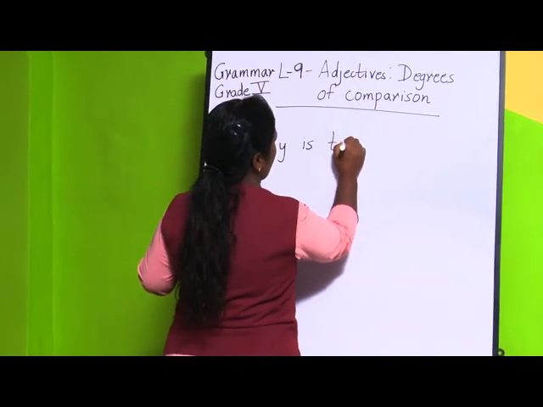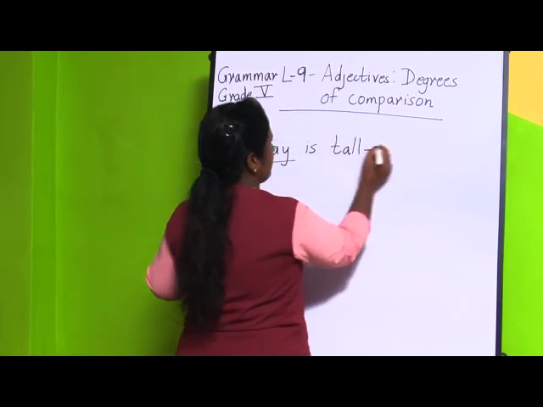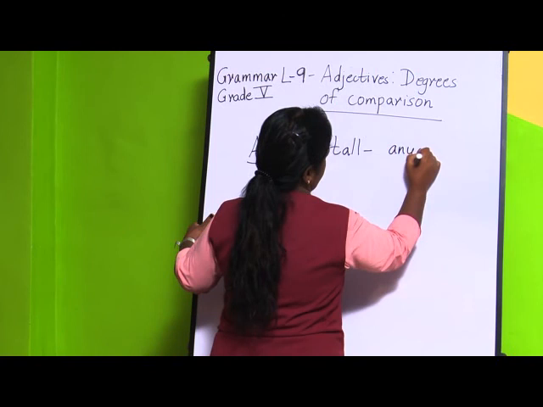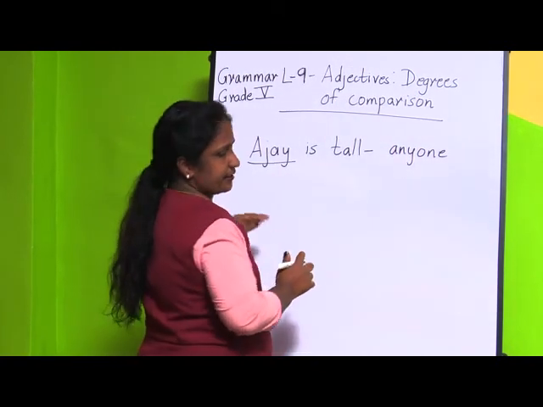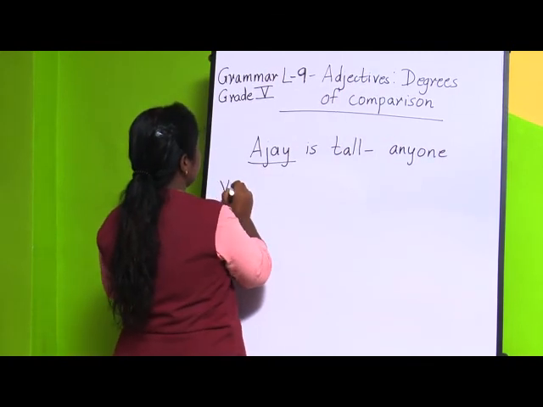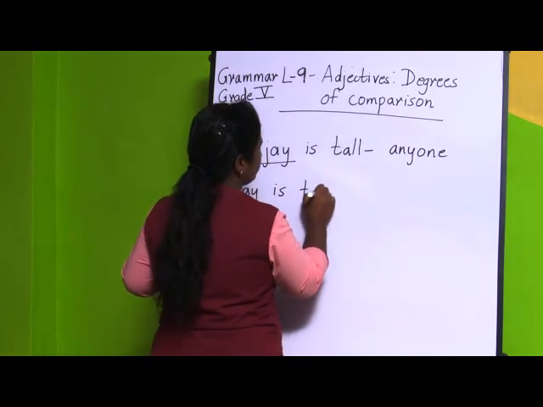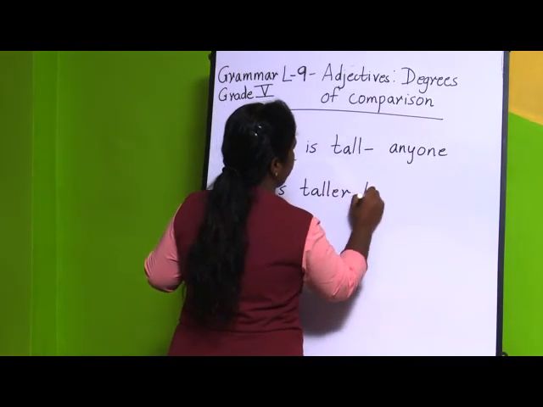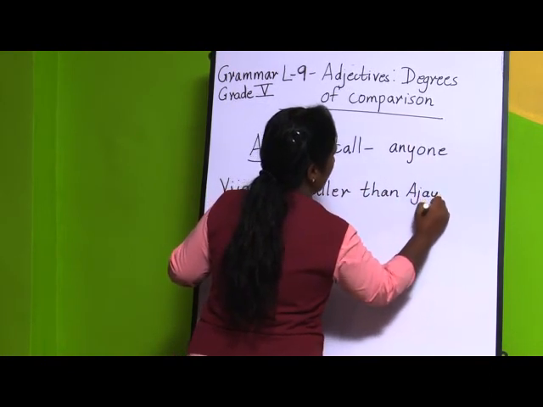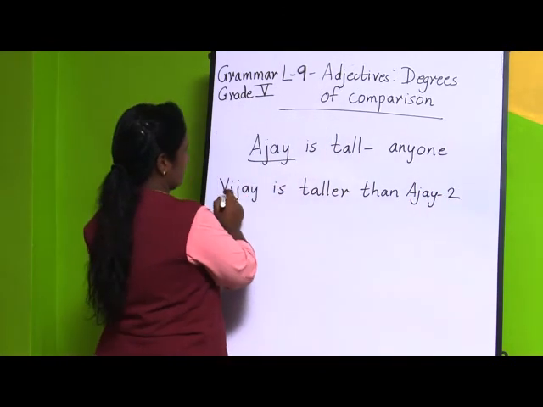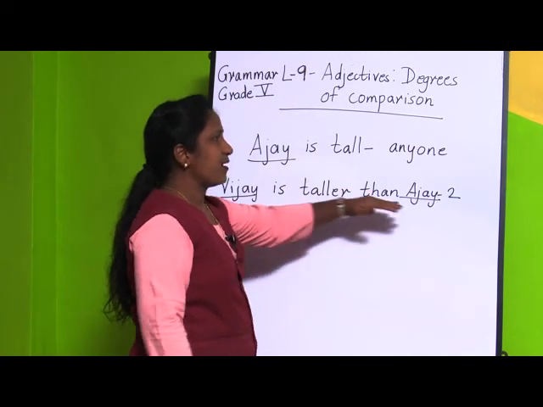Ajay is tall. Now here I am talking about only one person, that is Ajay, means I am talking about any one person. But if I take the other sentence, that is Vijay is taller than Ajay. Here I am talking about two persons, Vijay and Ajay. I am comparing between two persons, that is Vijay and Ajay.